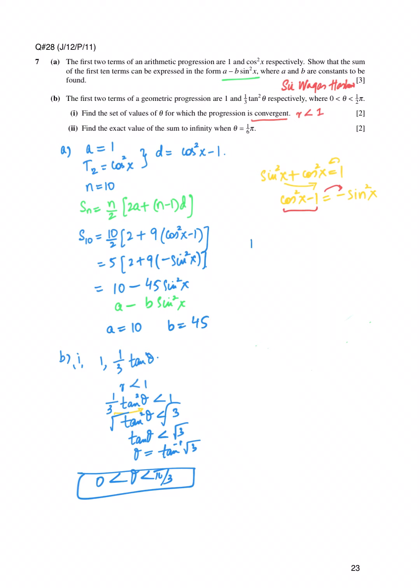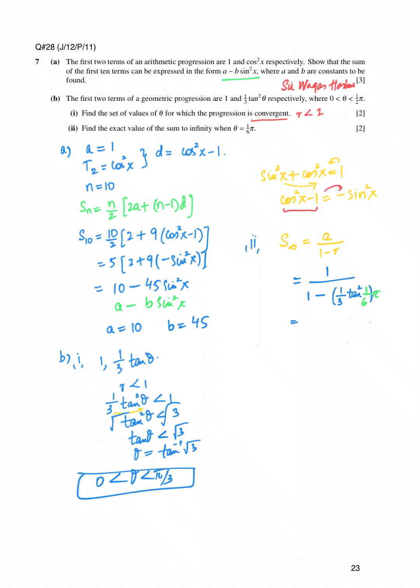Alright, for the second part it says find the exact value of the sum to infinity when theta is 1 over 6 pi. The working formula for sum to infinity is a divided by 1 minus r. We are going to place the values here. a is 1 as given in the question, divided by 1 minus r. r is 1 over 3 tan square theta. And the value of theta is given, that is 1 over 6 pi, so I'm going to place 1 over 6 pi here.